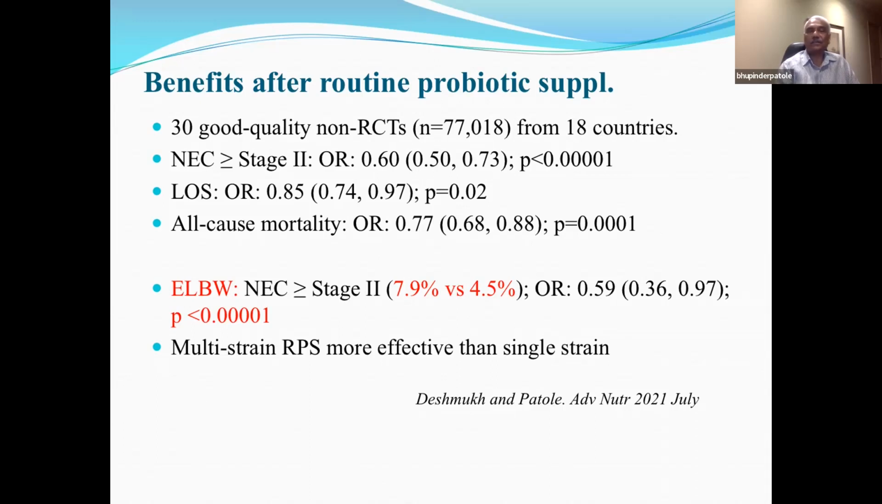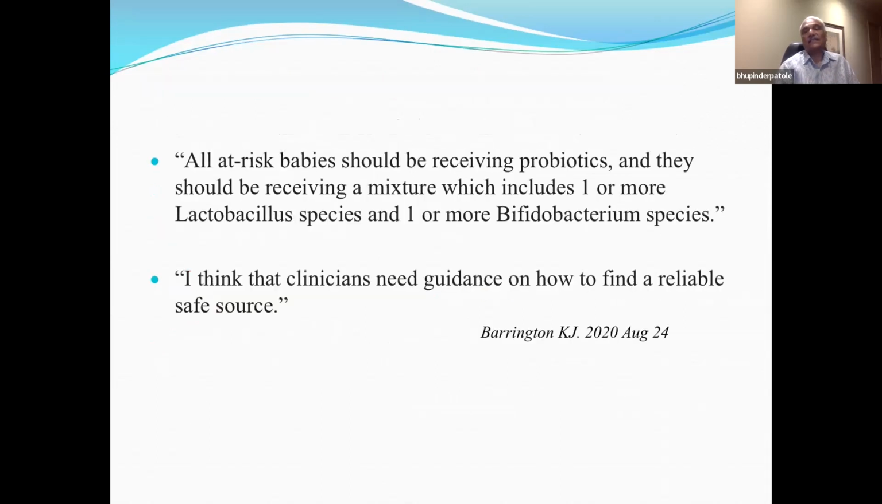You can look at the p-values. It corresponds to exactly what the p-value is in RCTs and even in bigger babies more than a kilo as such. It confirmed the suggestion that multi-strain probiotics are probably better than single strain. So this is the argument nearly 3 years ago that all at-risk babies should be receiving probiotics, probably a mixture.